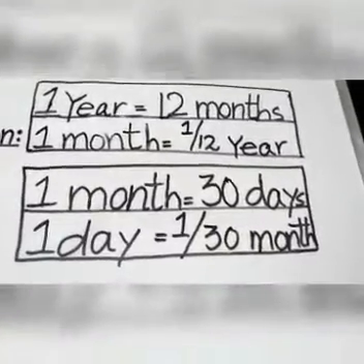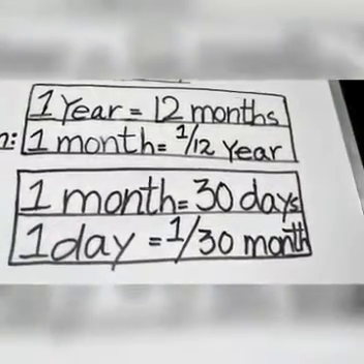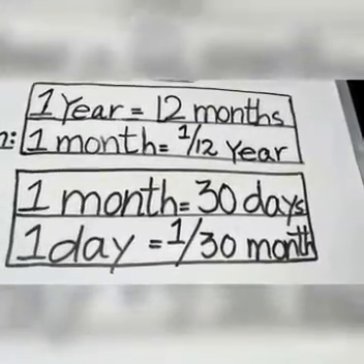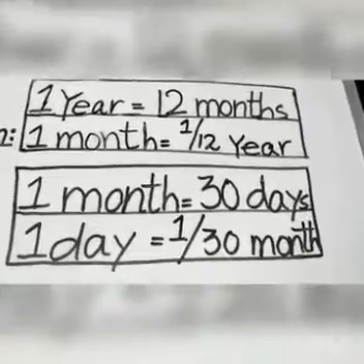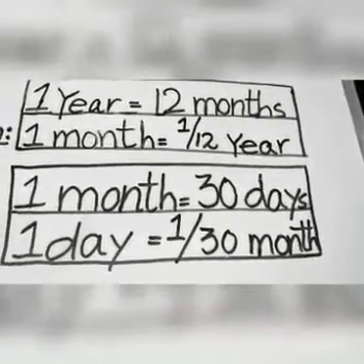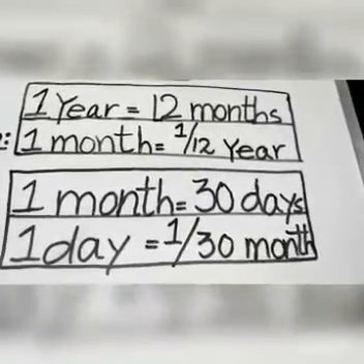And in 1 month there are 30 days. 1 month is equal to 30 days. To convert months into days, we multiply by 30. 1 day is equal to 1 by 30 months. To convert day into months, we have to divide by 30.